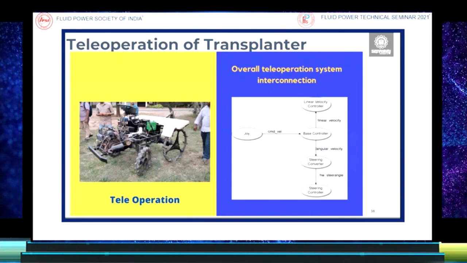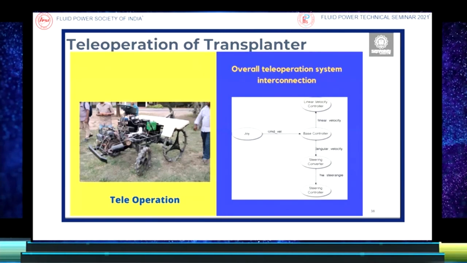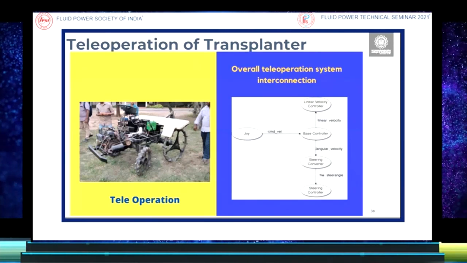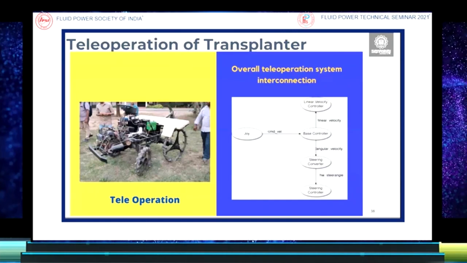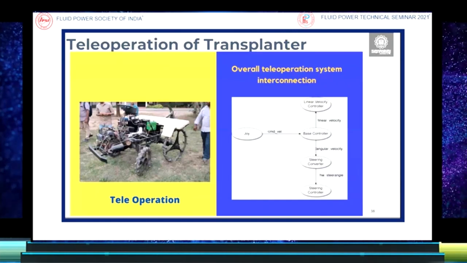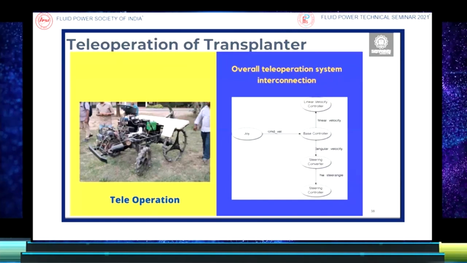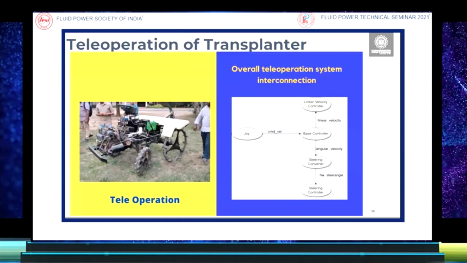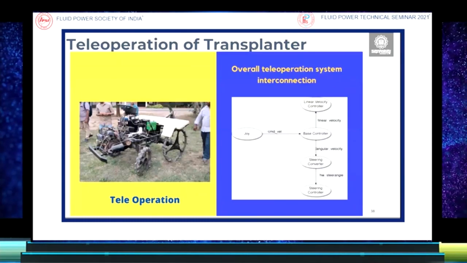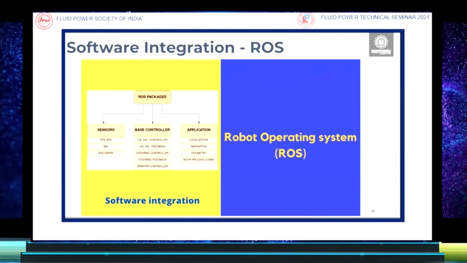So this is the teleoperation. Initially, we started with teleoperation, controlling with a joystick and remote control, before we went for a trial run. The wireless joystick is working perfectly. So now we came to the autonomous system.